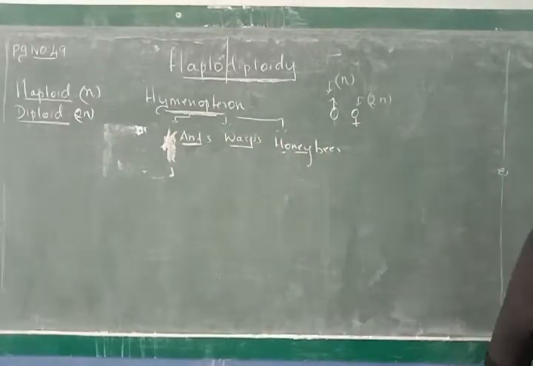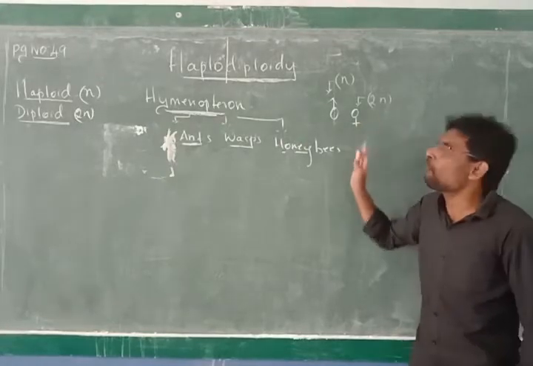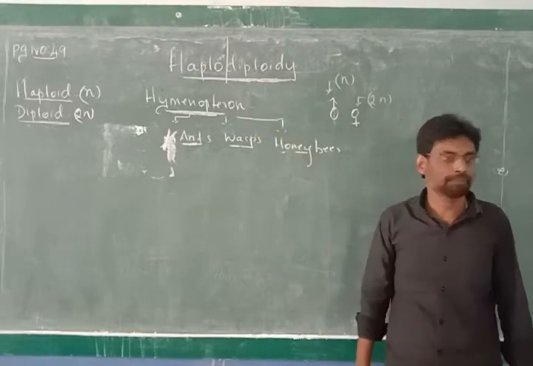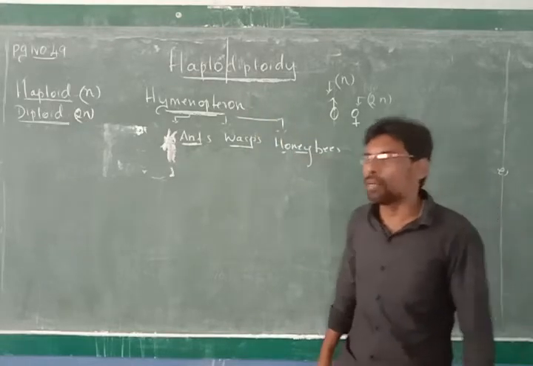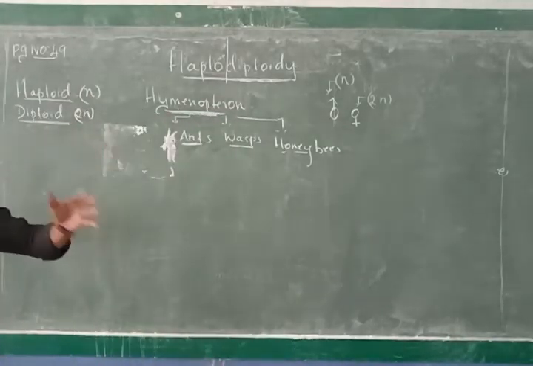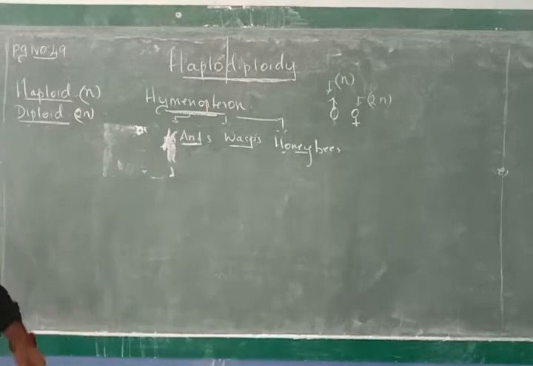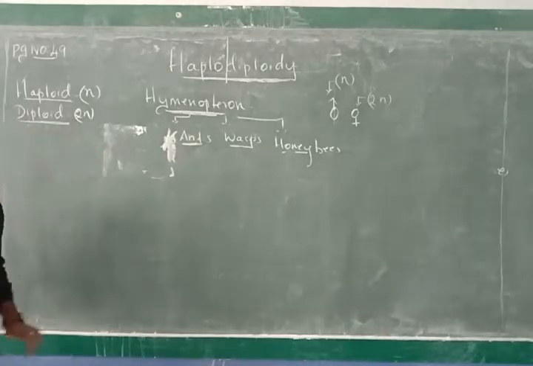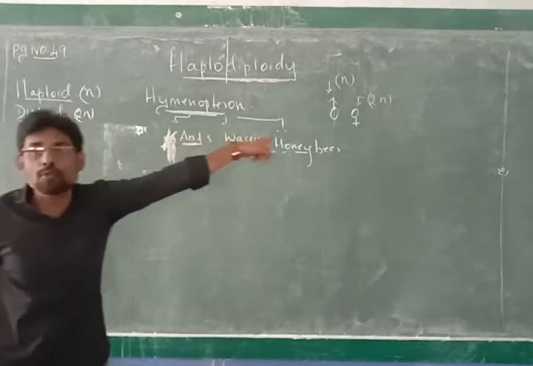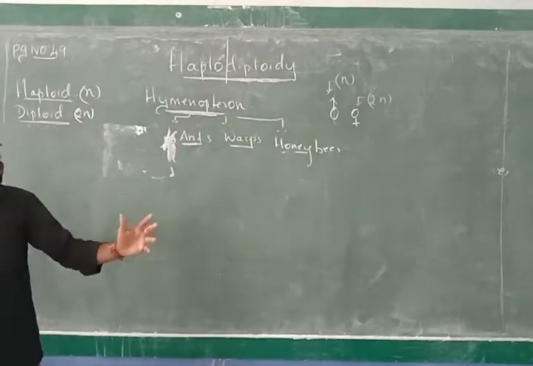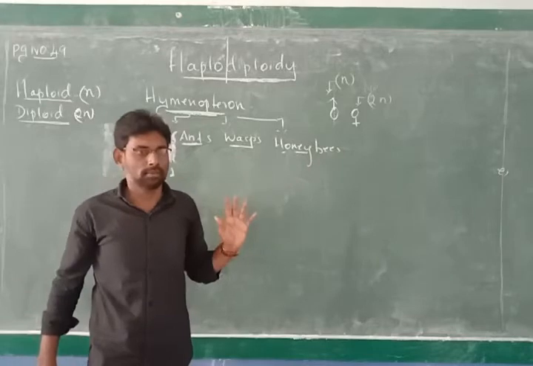If it is diploid, it gives you female. If it is haploid, it gives you maleness. That is what haplodiploidy is. This much you are clear? Haploid means n number of chromosomes, half the number of chromosomes. Diploid means a full set of 2n chromosomes. So in the Hymenoptera order like ants, wasps, honeybees, if the egg receives haploid, that means a half set of chromosomes, it forms male. If it receives a full set of 2n chromosomes, it becomes female. That much you are clear?